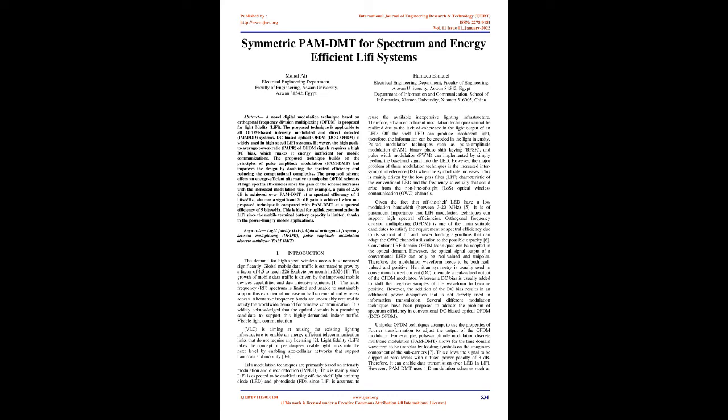DC-biased optical OFDM, DCO-OFDM, is widely used in high-speed Lifi systems. However, the high peak-to-average power ratio, PAPR, of OFDM signals requires a high DC bias, which makes it energy inefficient for mobile communications. The proposed technique builds on the principles of pulse amplitude modulation, PAM-DMT, but improves the design by doubling the spectral efficiency and reducing the computational complexity.